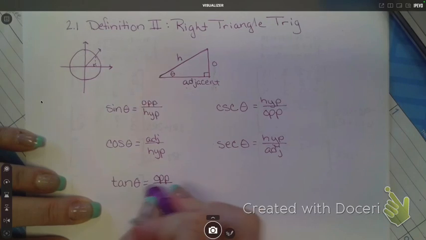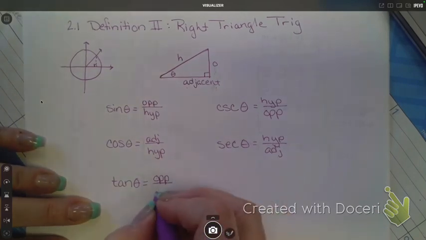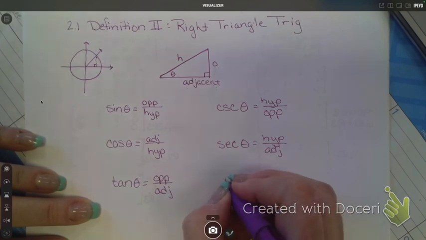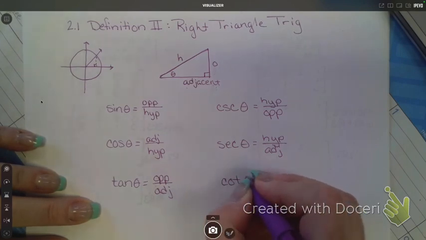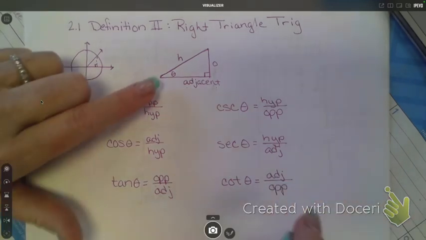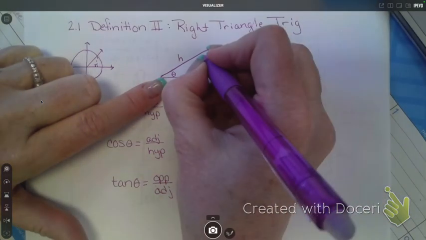Oh my gosh, I cannot talk. I keep trying to do it. Adjacent. And then I automatically then know cotangent, which is adjacent over opposite. So that's of theta, but could I also do it of beta?